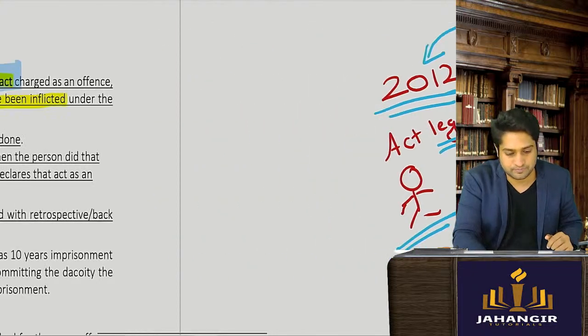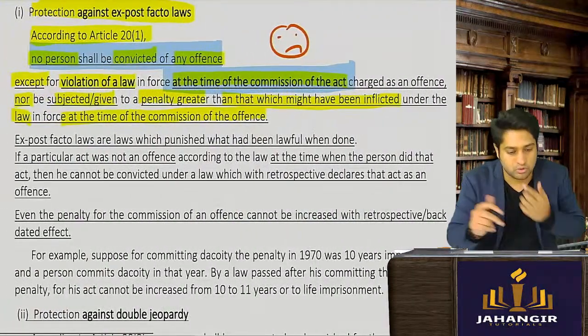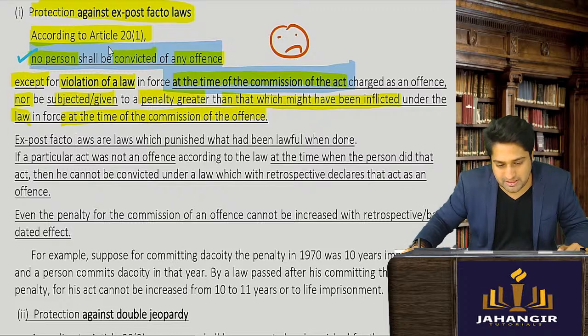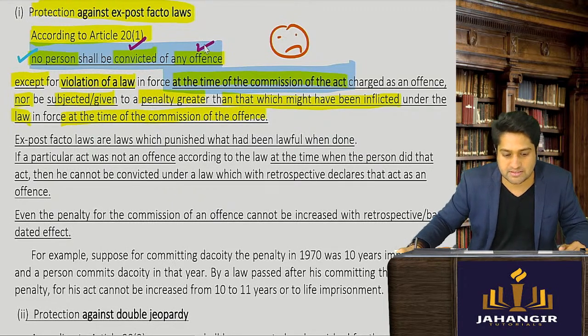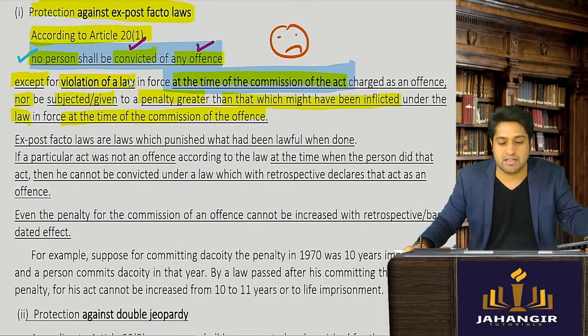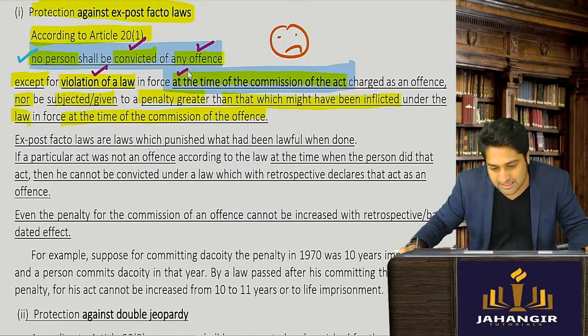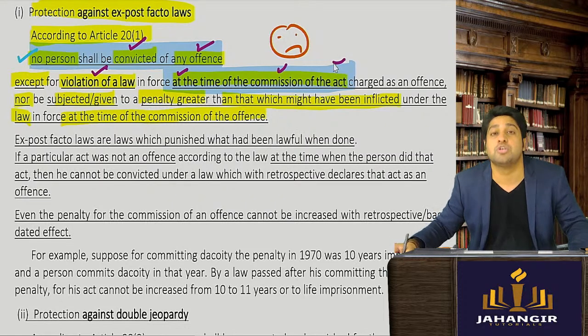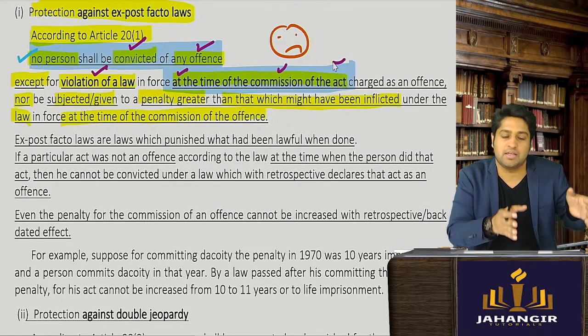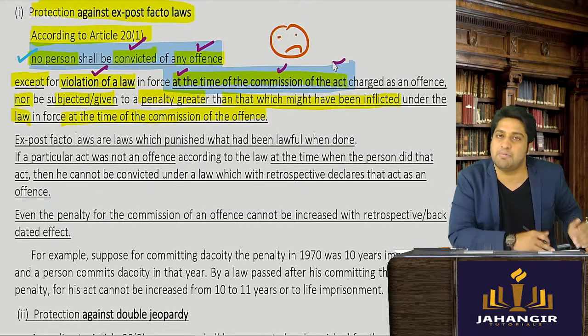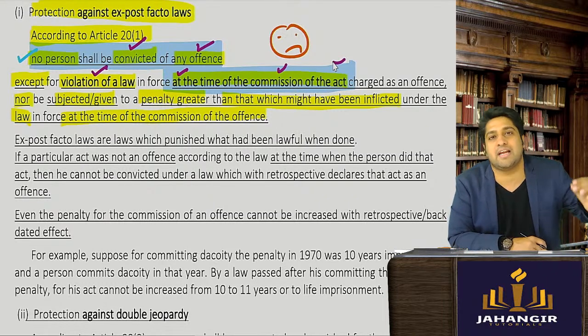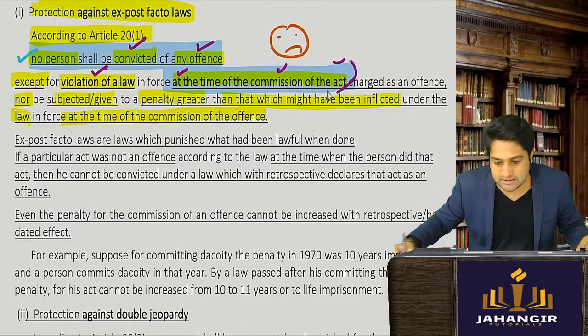So let's read. No person shall be convicted for an offence except if it was a violation of the law at the time of commission of the act. When I committed the act, only if it was a violation at that time can I be punished. This is the first part.